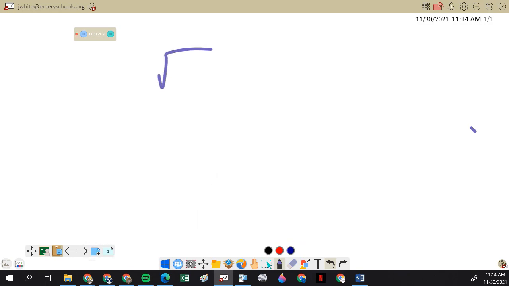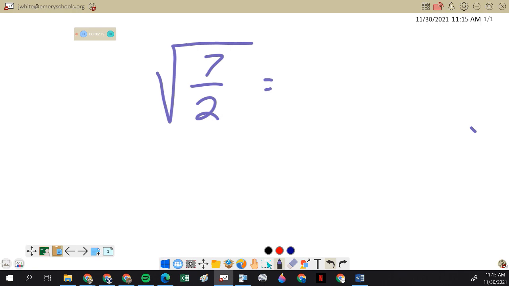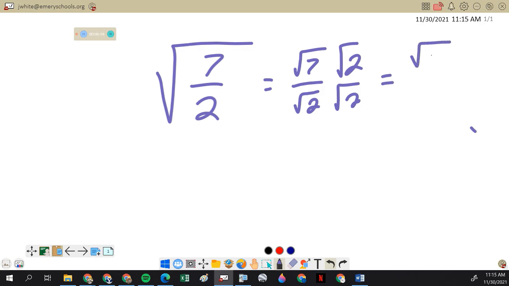If I had the square root of 7 halves, to simplify this, I create root 7 over root 2. Then I multiply by root 2 over root 2. The top becomes root 14, and the bottom becomes 2.